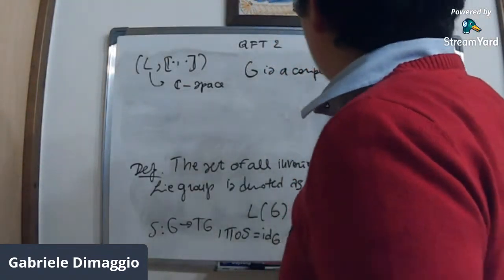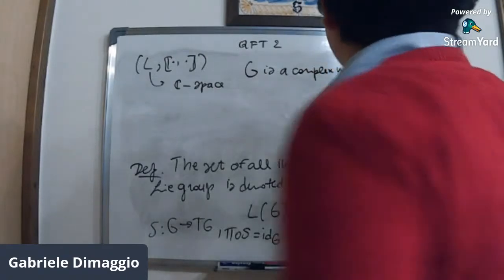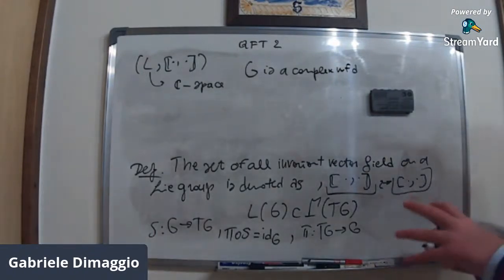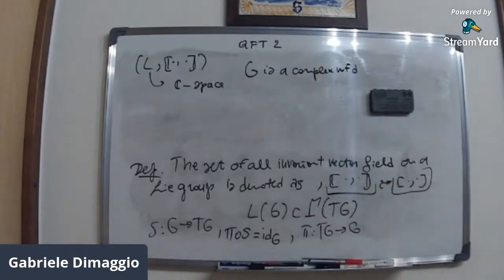In this case, a complex manifold is a manifold whose transition functions are holomorphic. Okay, perfect.